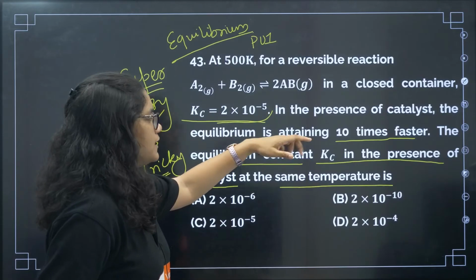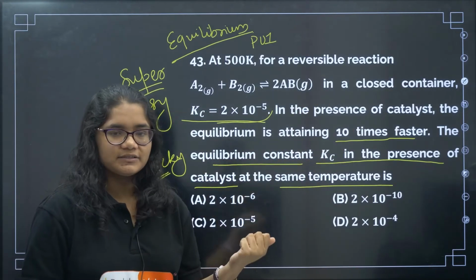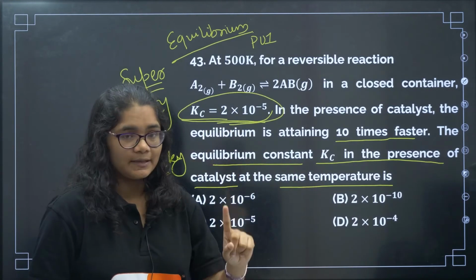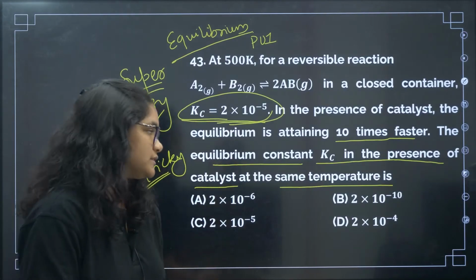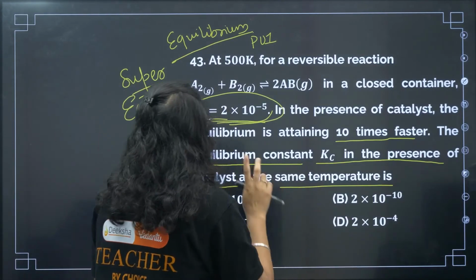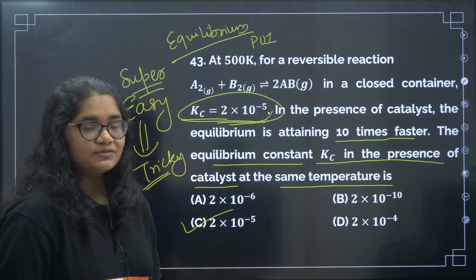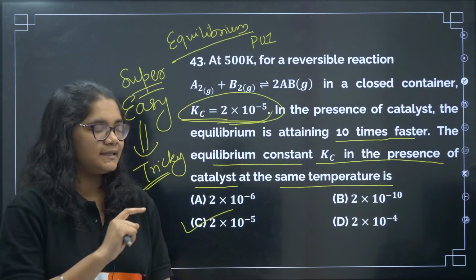Whether you use a catalyst or you do not use any catalyst, the equilibrium constant will remain the same. Catalyst does not alter the equilibrium constant. So even after adding the catalyst, your equilibrium constant will be 2 into 10 to the power of minus 5. So the correct answer for this question is option number C.